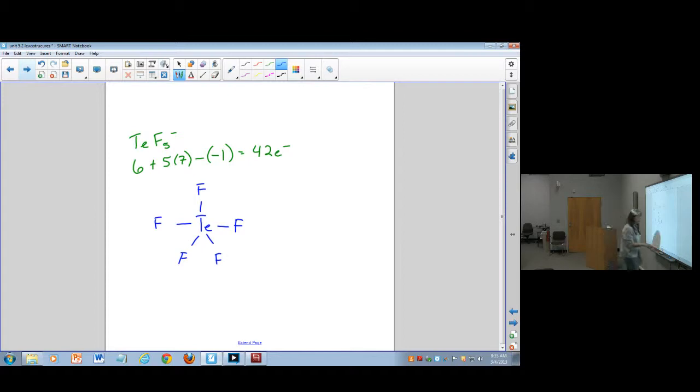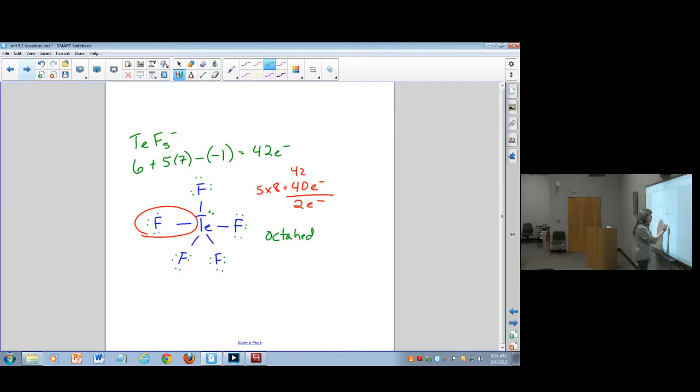Okay. Then you're going to fill your outer atoms with the octet. Okay, so I know each one of these is an octet. So 5 times 8 gives me 40 electrons. I have something left over, 2 electrons left over. Where do they go? They go on the central atom. Okay, and so now I can see that I have 6 areas of density that I need to deal with. And we'll look at this more, but that's one of the octahedral expanded shell exceptions.